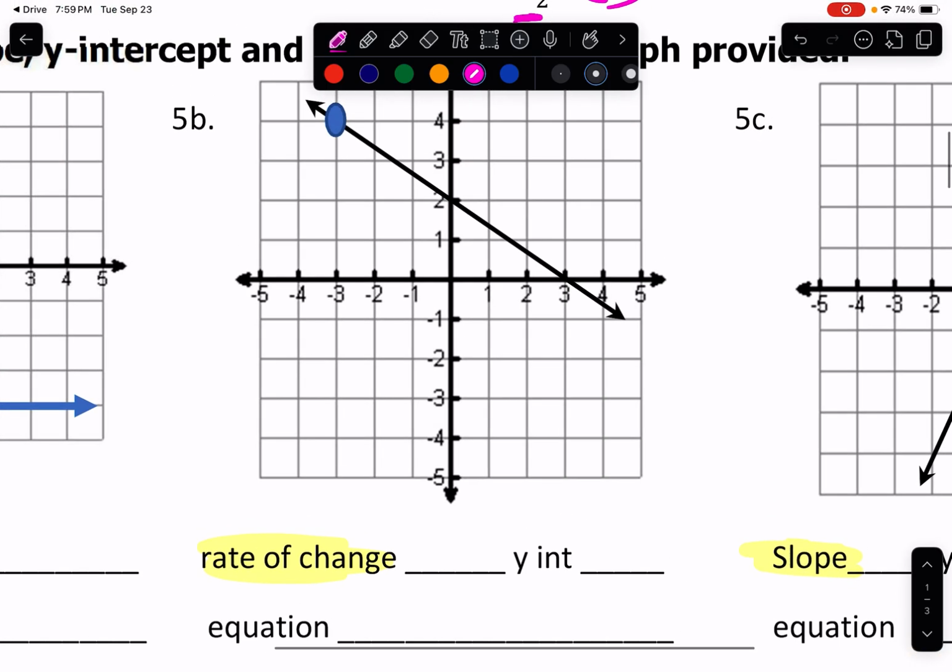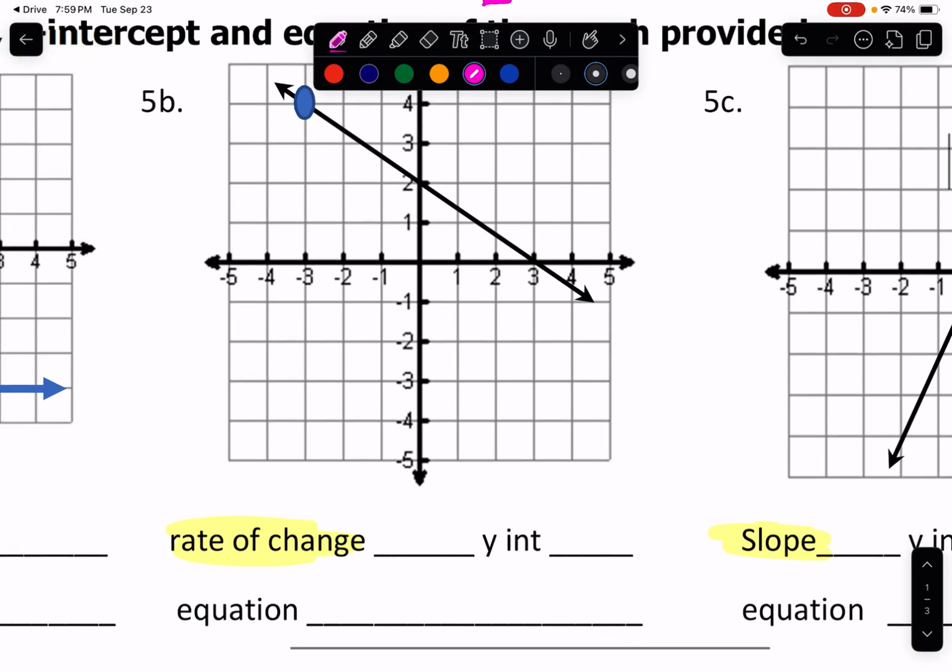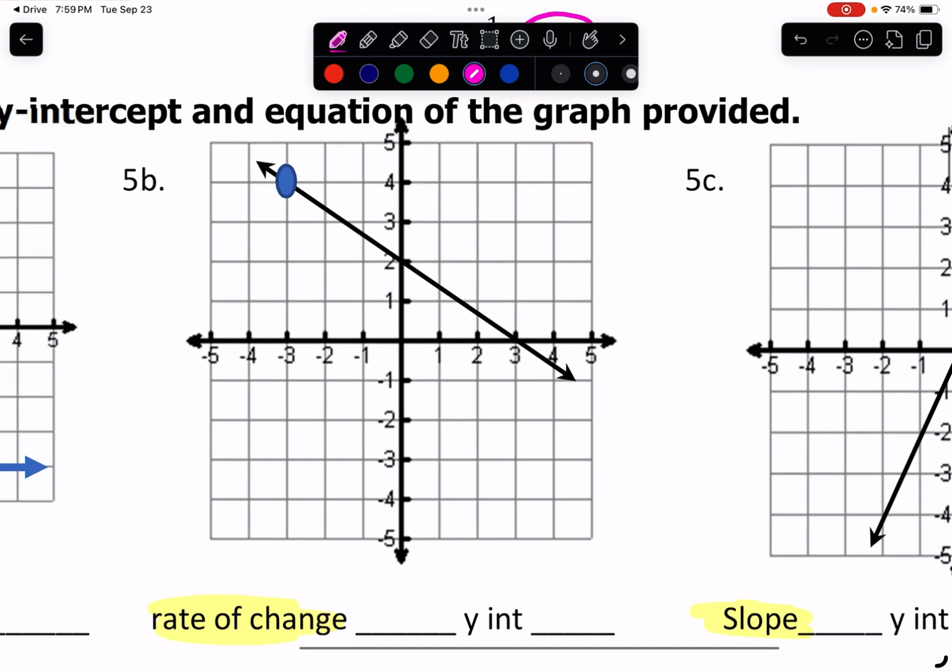Okay, so let's go ahead and do number 5b right in the middle. So they give me 1 point. Okay, that's good. Now, just to review, this point right here is negative 3, 4. The x value is negative 3. The y value is 4. Let's go find another point. The x value here is 0. The y value is 2.